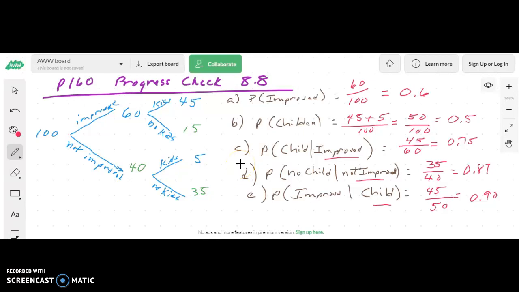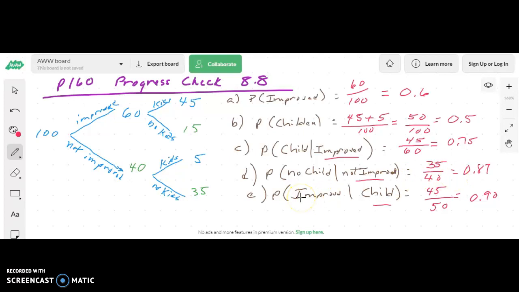Next question, part D, asks, what's the conditional probability of randomly selecting a couple without children, so no children, given that their relationship was described as not improved? So no children, given that not improved. So now my population that I'm drawing from are just the 40 that indicated no improvement to begin with. And of these, 35 of them do not have children. So my fraction now is 35 divided by 40, which converts to 0.87.